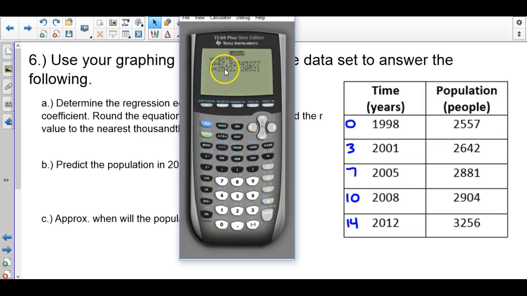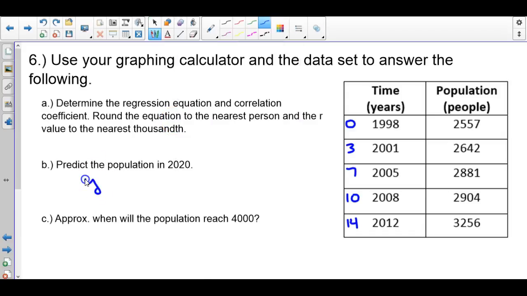So my approximation is pretty darn close to the actual. My actual value is 2557. My approximation is 2522. So I'm going to write this equation down. I'll round to the nearest person. So I'll say y equals 48x plus 2522.